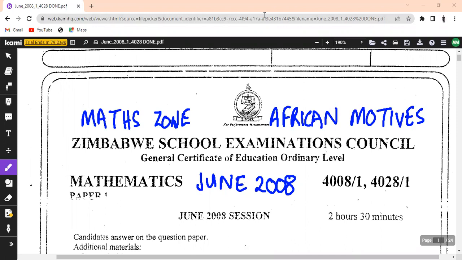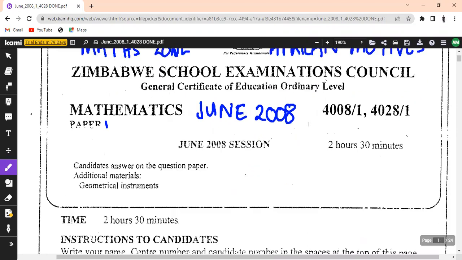So still working on the paper one revision. This is actually paper one that we are having in this platform. The paper is actually faint, but I'm just going to illustrate some of the parts that are not clear. But I think that's what we have. So we shall just quickly rush through the questions and see what we are given.